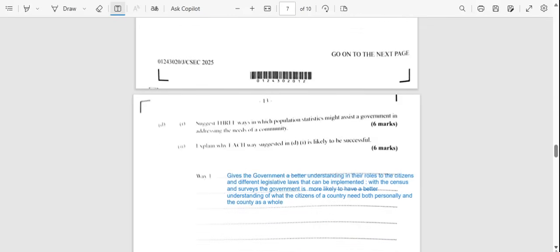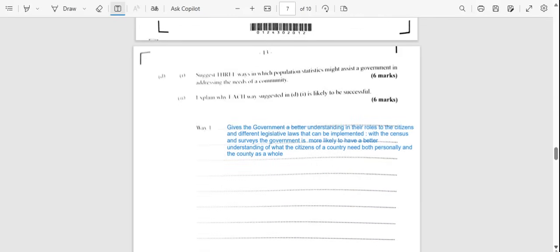Moving on to question D(i). Suggest three ways in which population statistics might assist a government in addressing the needs of a community. Explain why each way suggested in D(i) is likely to be successful. So it gives the government a better understanding of their roles to the citizens.